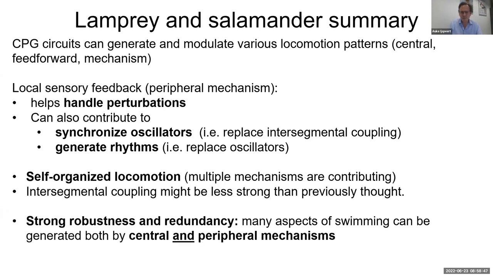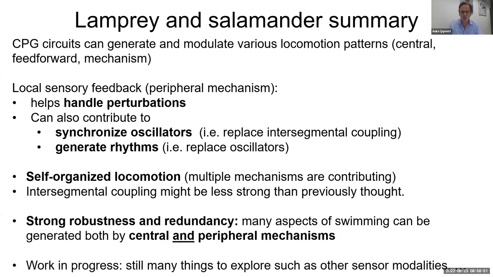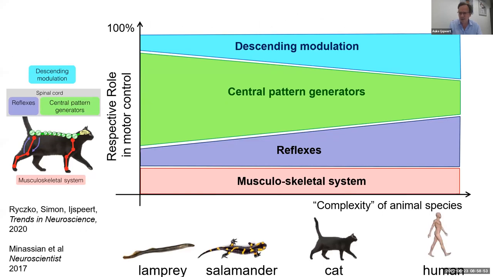Okay, so I think I should maybe finish here because the time is up. I had a whole part of the talk on human locomotion. In 10 seconds, the summary of human locomotion is that human locomotion needs to be much more sensory driven. And in principle, you don't need oscillators, but by adding oscillators, you become much better at speed control.